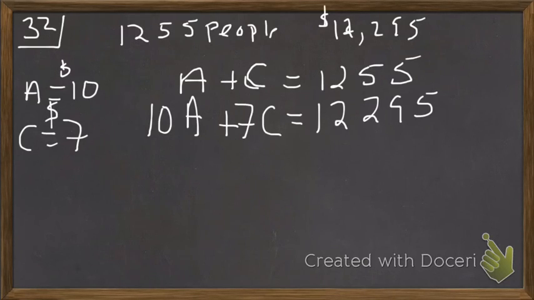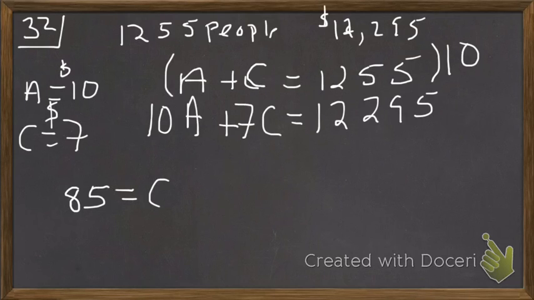All right, so what I would do then is multiply that top equation by 10, subtract the bottom one from the top one, and that would tell me that there were 85 children and 1,170 adults. Okay.